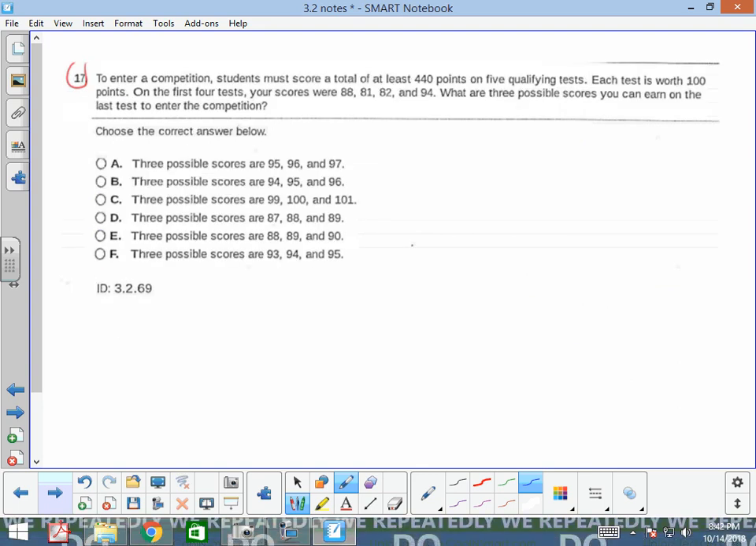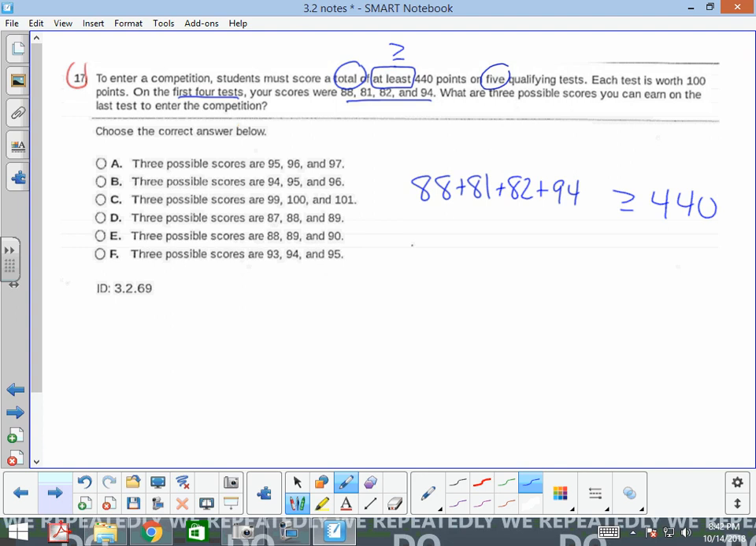All right, so this one says to enter a competition, students must earn a total of at least 440 points on 5 qualifying tests. Each test worth 100 points. On the first 4 tests, your scores were these numbers: 88, 81, 82, and 94. Now, how did I know to add all those together? Because it says total right there. What are 3 possible scores you can earn on the last test? So let x be the last test to enter the competition.